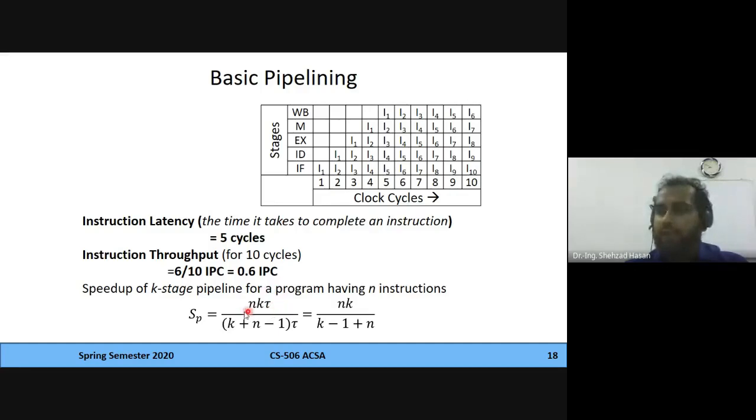So for a non-pipeline process, this is going to be time for n instructions. If you're talking about a pipeline process, the first will take k time units, but the remaining will take just one time unit. So you can say k plus n minus 1. The first one is taking k time units, but the remaining n minus 1 are taking just one time unit, right? So you have got k plus n minus 1 tau, and this is going to be the speed up that is going to be achieved, right?